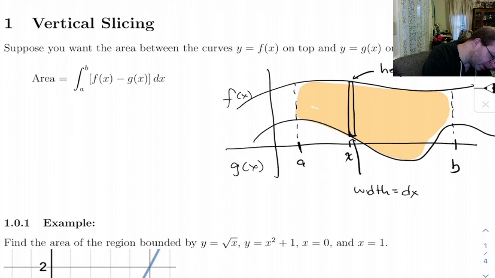And it's worth labeling here. This is the height of the rectangle, and dx is the width.